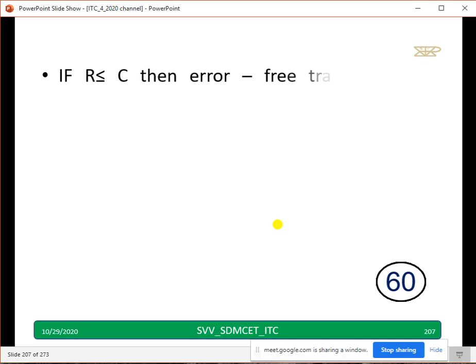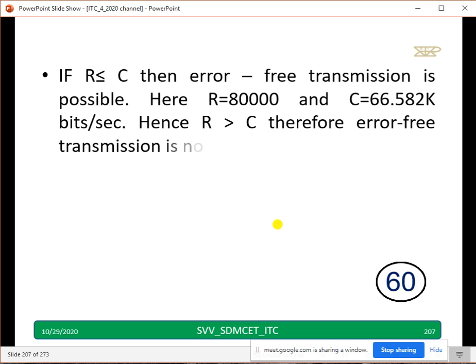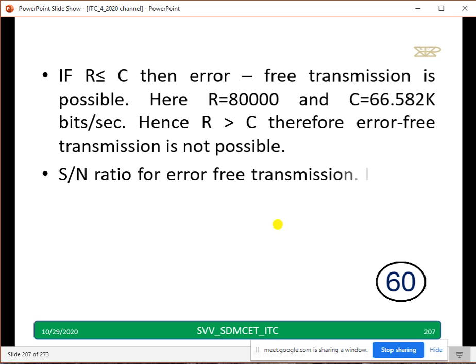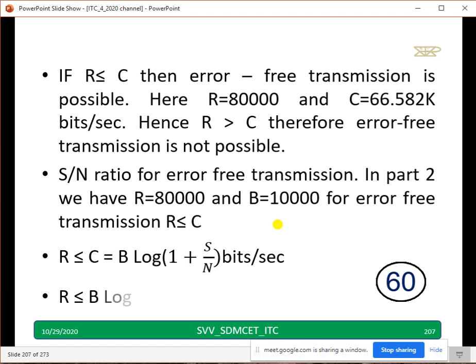If R is less than C, then I can say error-free transmission is possible. Here R is 80K and C is 66.582K. Therefore I can say R is greater than C, therefore error-free transmission is not at all possible. So write down this line in your notebook. If R is less than or equal to C, then error-free transmission is possible. In this case, R is 80K, C is 66.582K. Hence, R is greater than capacity only. Hence, error-free transmission is not possible. This is the first point you have to write.